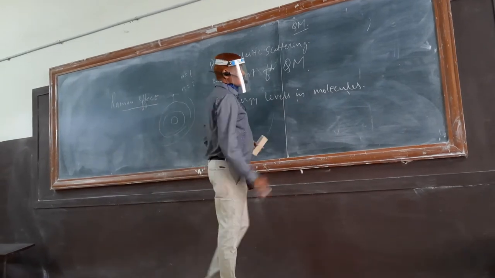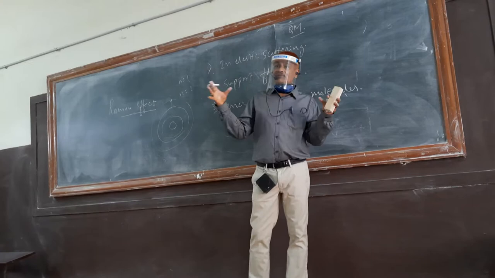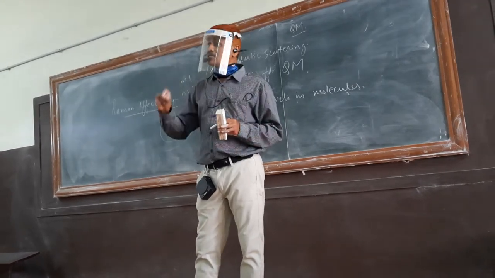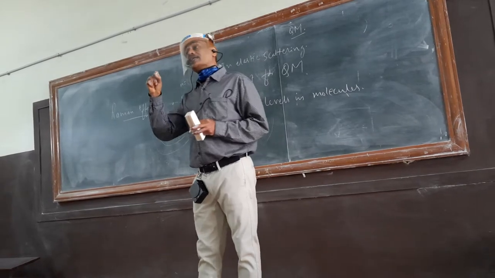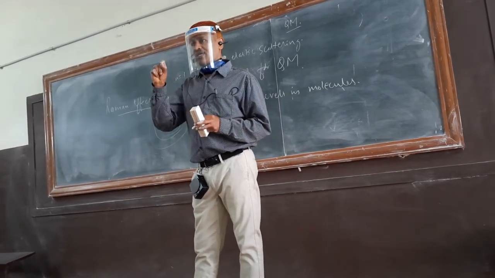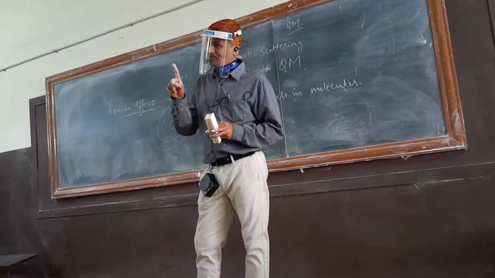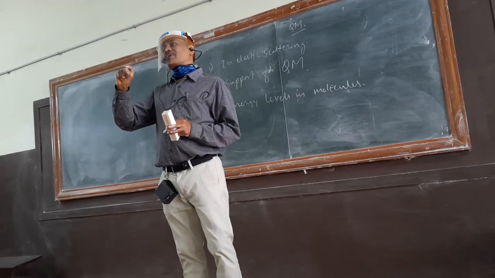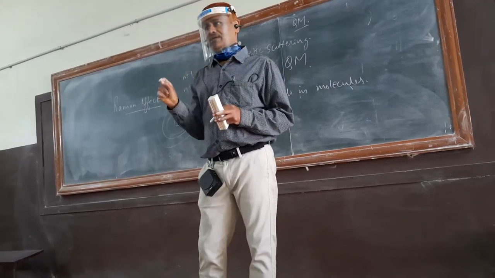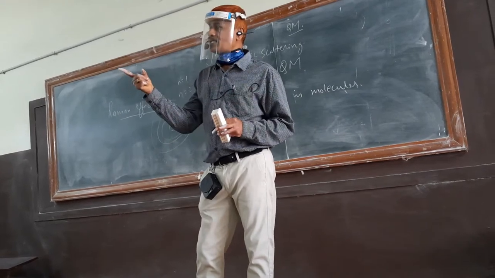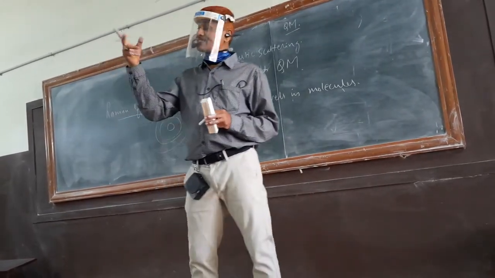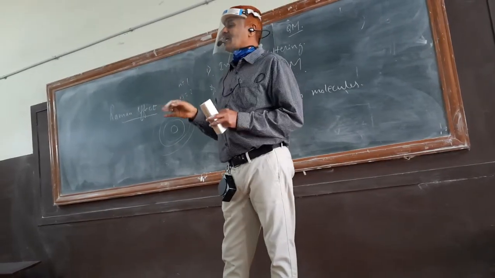Such energy levels also exist in molecules. What is the difference between atom and molecule? Atom is the smallest part of the material or element which can independently exist. Am I right? No, the smallest which can independently exist means molecule, not atom. Atom is the smallest part of the element which exhibits all the properties of that element. It is the present definition we take.